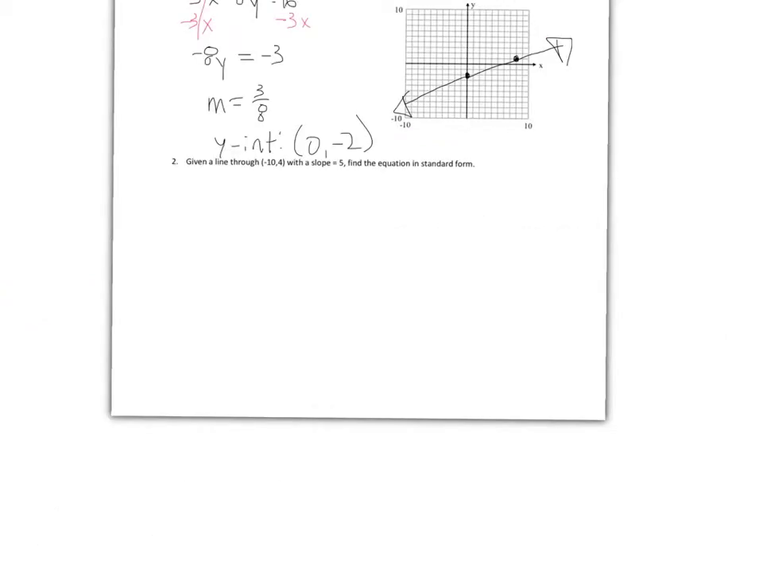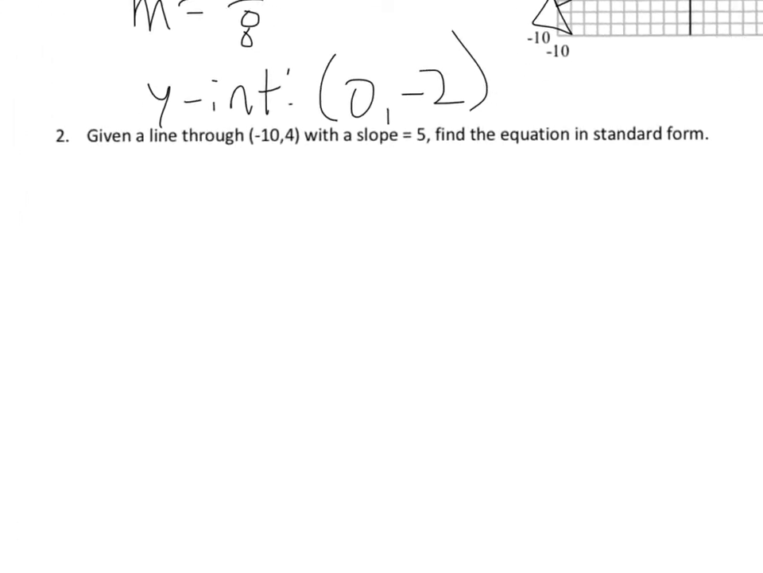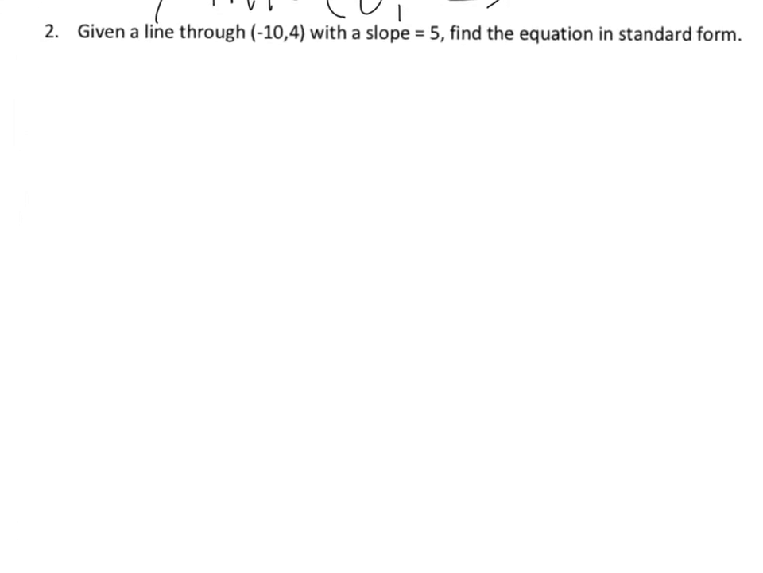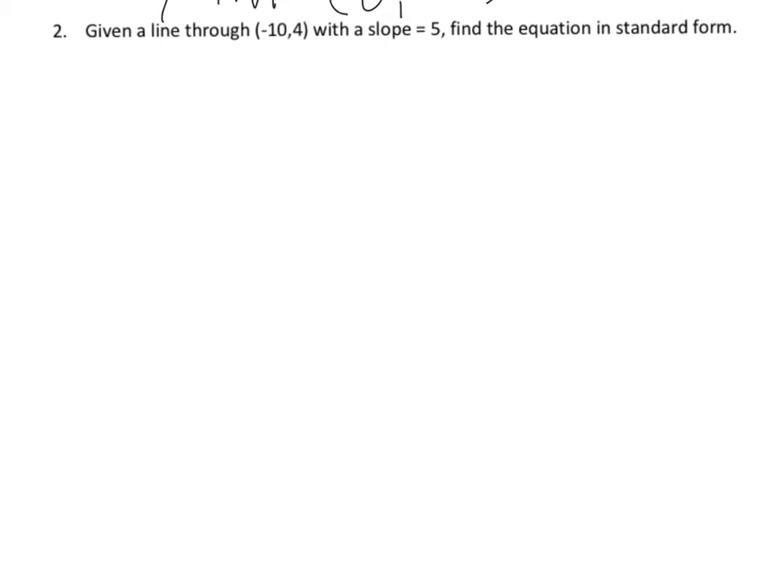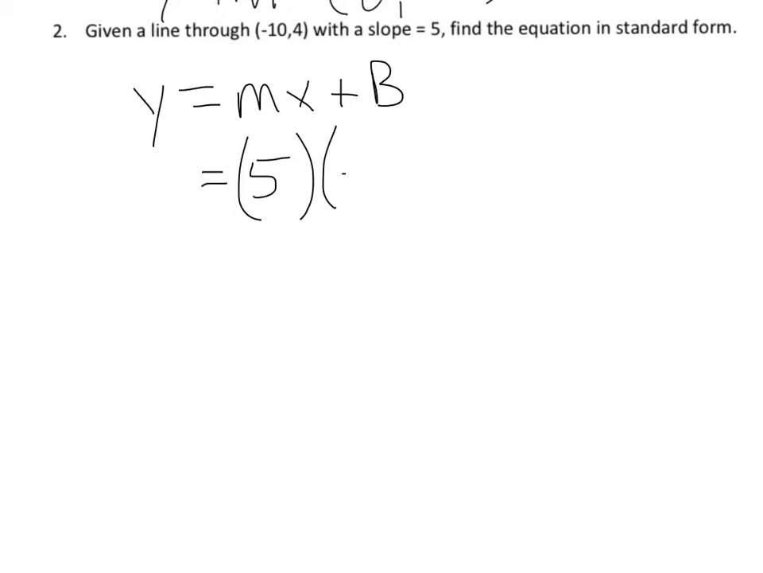Okay, next we have: given a line through this point with the slope of this, find the equation in standard form. Well, standard form again is ax plus by equals c. However, they give us a slope and a coordinate. Well, if they give us a slope, we know something about slope-intercept form. So first, even though we ultimately want standard form, we first are going to be in slope-intercept form because we're given the slope of 5. So I plug 5 in for m, and then we're given the coordinate negative 10, 4. The x value of the coordinate is negative 10, and the y value is 4.